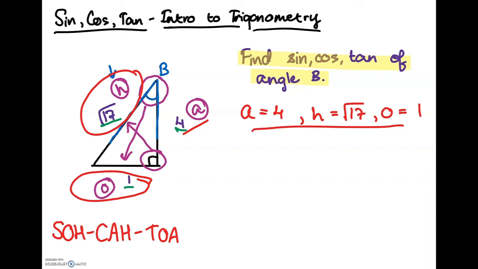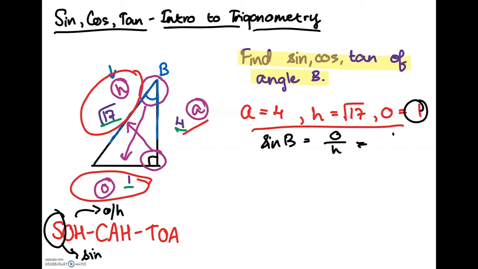So now we're going to be finding the three different trigonometric values: sine, cosine, and tangent. So sine of this angle B is going to be equal to the opposite over the hypotenuse. Why? Because according to our SOHCAHTOA acronym over here, we know that sine is equal to opposite over hypotenuse. O in this case is 1, and h is square root of 17. So 1 over square root of 17, and that would be your final value for sine.